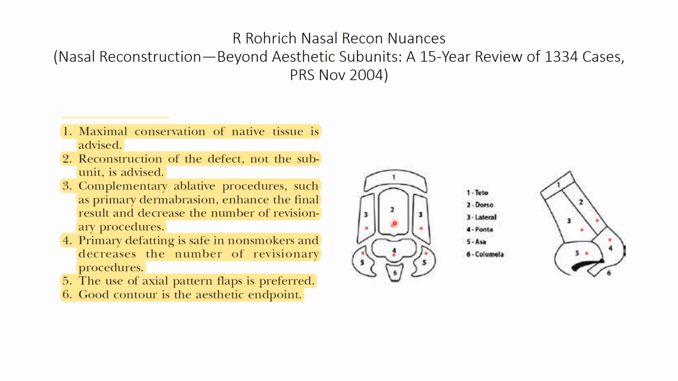So if you had a defect, say, you have 1 here, the dorsum, 2, the laterals, 3, the tip, 4, the alar regions, 5, and the columella, 6. So when you reconstruct a large defect of the nose, say in a BCC or trauma, you'd have to reconstruct the defect and not the subunit as such.